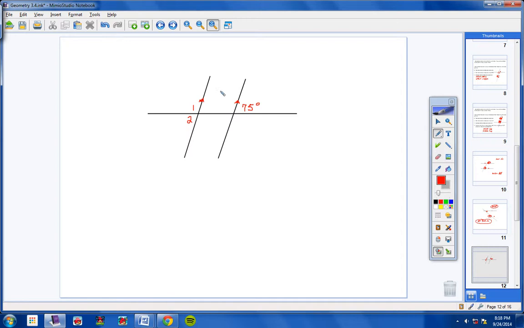All right, copy this in your notes if you would, please. Parallel line going this way, parallel line going this way, and a transversal going this way. All right, please copy that in your notes. Now, while you're copying that, I want to give you a little advice here, students, okay?